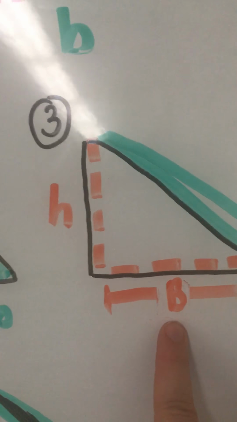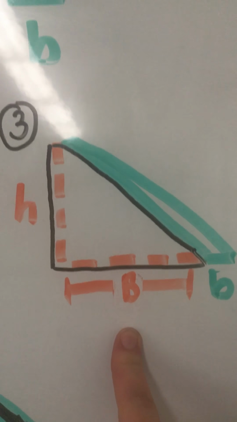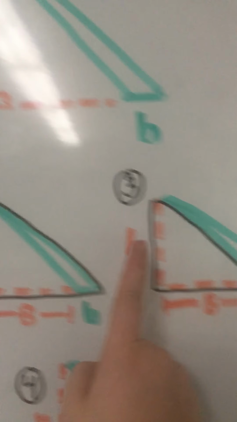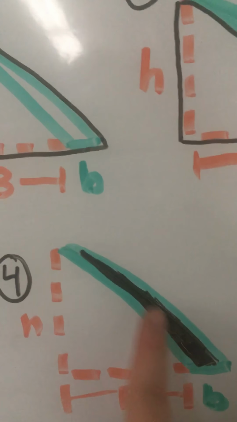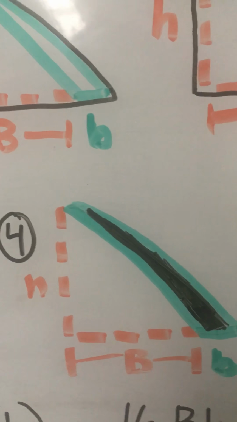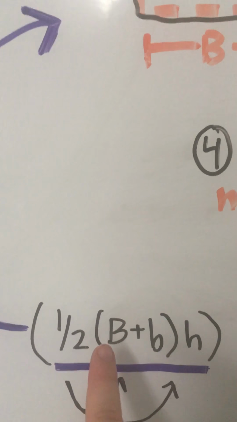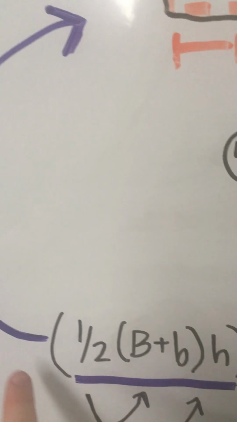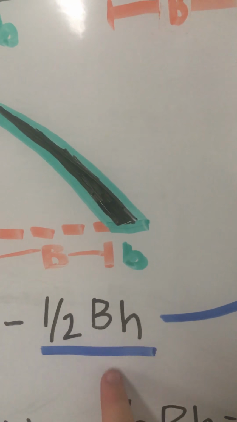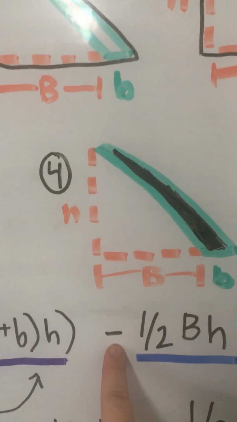Oh, and renaming this Big B. Another fun part of math is that we can rename stuff. So with those two triangles, once you subtract them, you are left with the little sliver. And so you are left with the calculation of that area. To put this into an equation, half of big B plus little b times h, the height, is this one. Half of big B times little h is this triangle, and you subtract the 2.